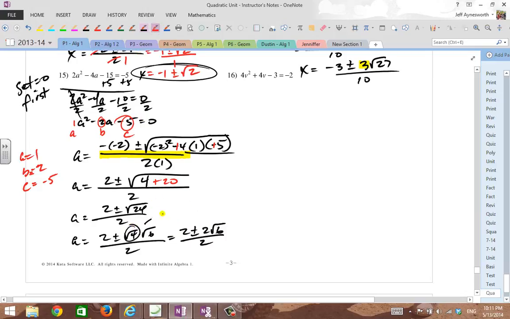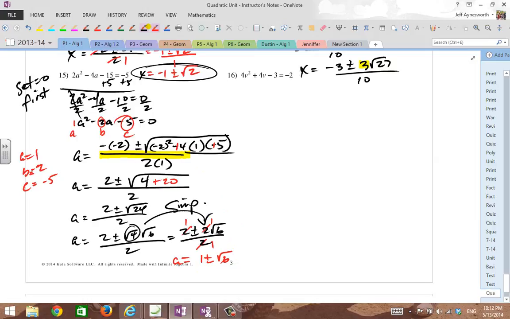Root 4 is 2, so you have to simplify. Divide them all by 2, and I get A is equal to 1 plus or minus 1 rad 6, all divided by 1. But when you divide by 1, it doesn't affect anything, so you just leave it out. 1 plus or minus root 6, and you're all set. That's it, my friends. Now pause the video and try number 16.